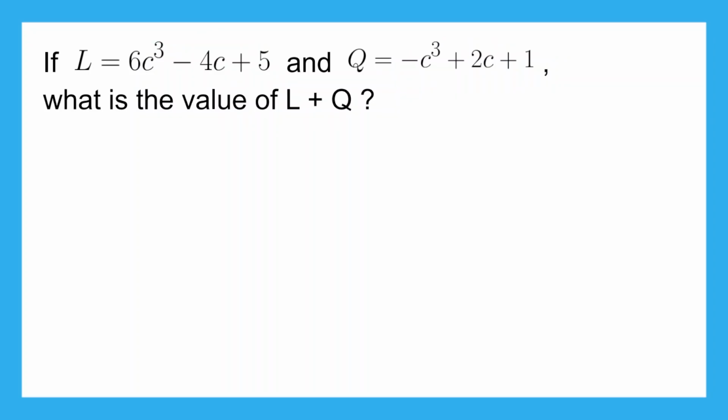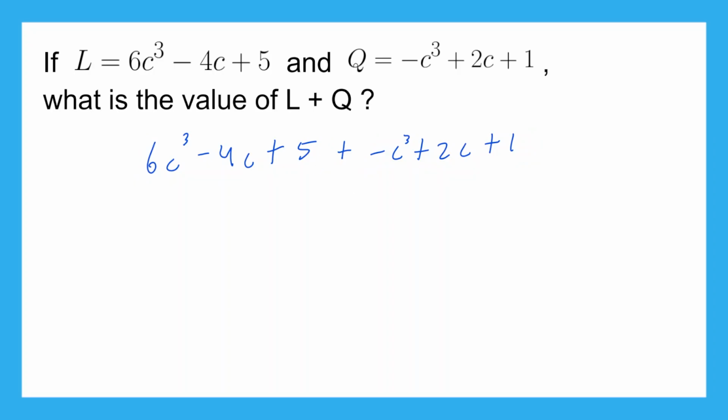So we know that L is 6c cubed minus 4c plus 5. And I'm going to put this in parentheses here. And now we're going to say plus that entire polynomial, which they use Q to represent. So we're going to say plus, then we have negative c cubed plus 2c plus 1. So now, because we're adding these two polynomials, we can ignore all the parentheses. So I'm going to erase those so that we can just have a slightly simpler looking expression.